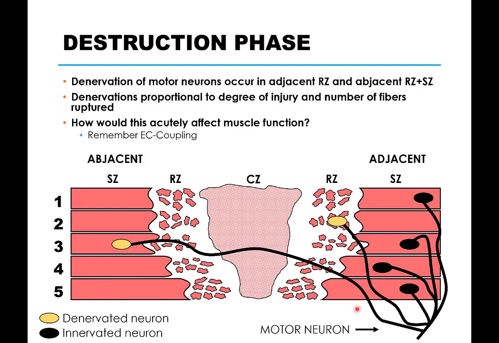So with these denervations, especially with high-grade strains, which would accompany high amounts of denervations, how would muscle function be affected? It would obviously be impaired, but why? Think about EC coupling. If there is denervation of motor neurons, nerve signals that are responsible for contractions would never reach the muscle fibers that are denervated. This would in turn reduce the overall strength or force generating capacity of the injured muscle.